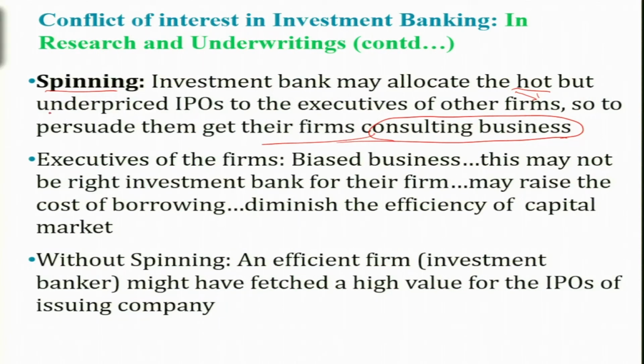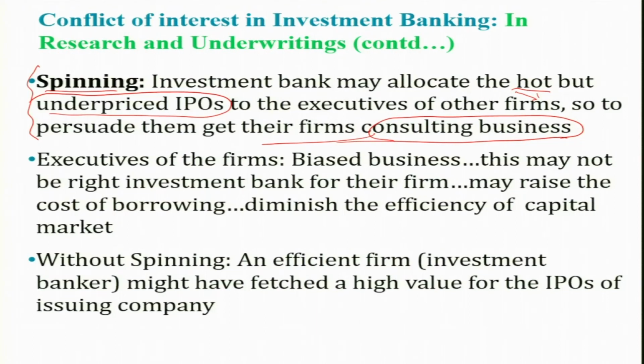Why are they called hot but underpriced IPOs? When you get an IPO, within one or two weeks it will be listed on a stock exchange. Most often the IPO price will be almost at par with the price in the secondary market, but sometimes the IPO is a little underpriced, because you will get a higher price within one or two weeks when the securities are listed in the stock market. So this is spinning: bribing the executives of other firms in order to get their consulting business.